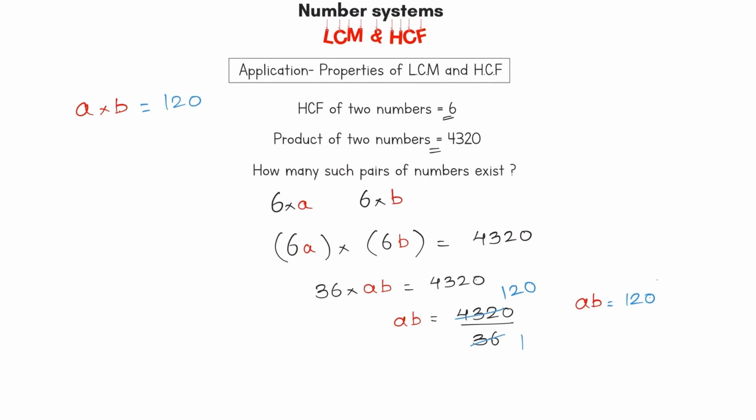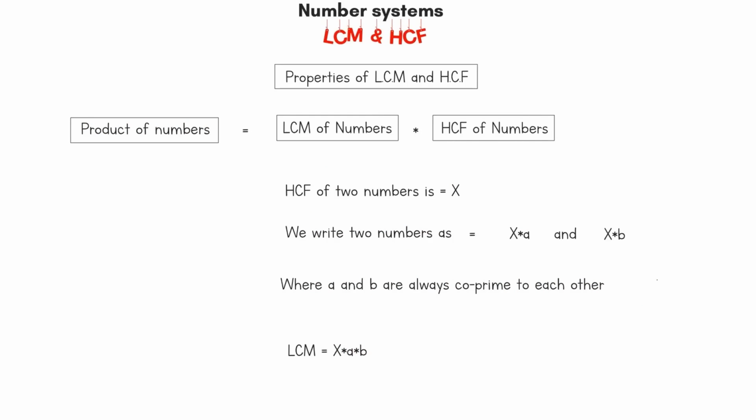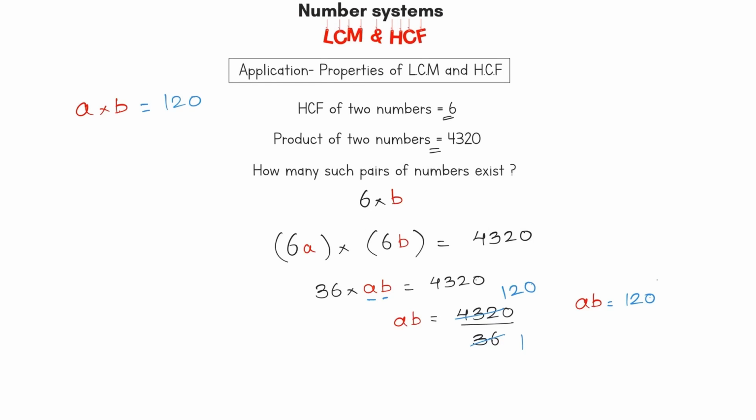What does my property say for A and B? A and B are always co-prime to each other, right? This is what I already know. What is co-prime? Their highest common factor is 1, and this is what I'll use here now. So A and B have to be co-prime. Let us first see what can be your A and B.